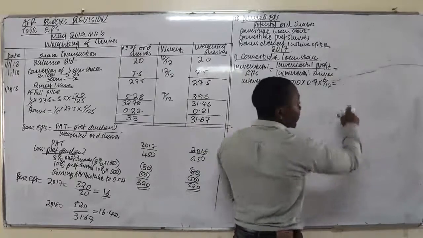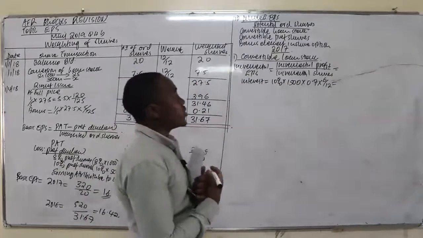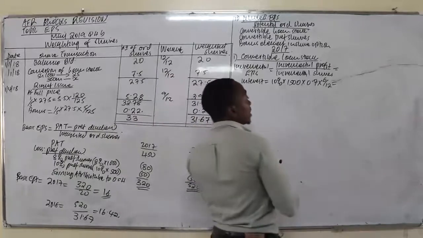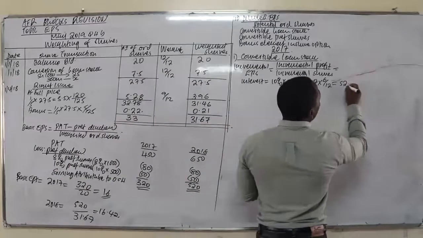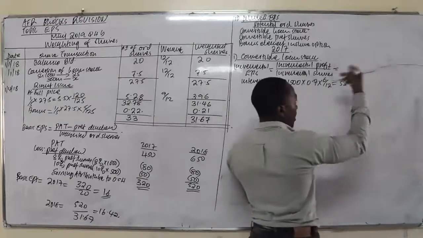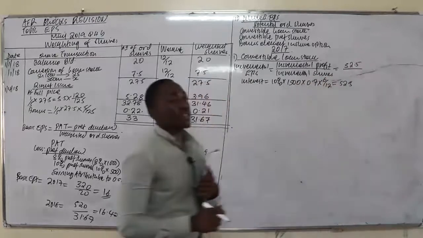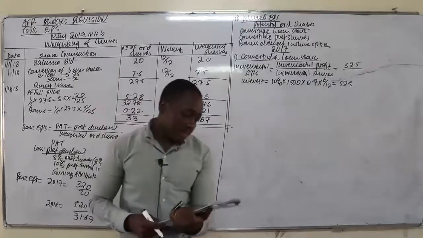So that means we're eligible for interest of how much? 150 times 0.7, then you divide by 2, you get 52.5. So the incremental profit, if they are converted to ordinary share, will be 52.5. You divide by the incremental shares. How much is the incremental shares?